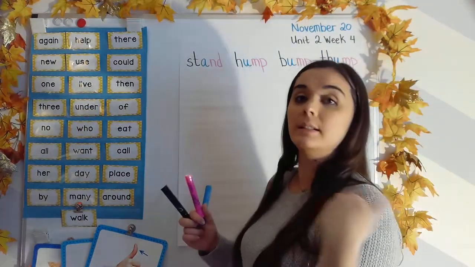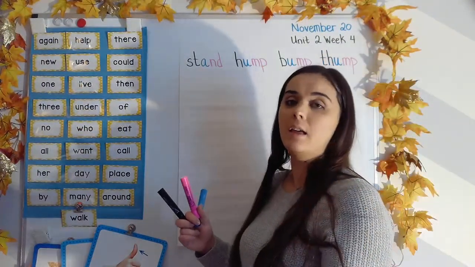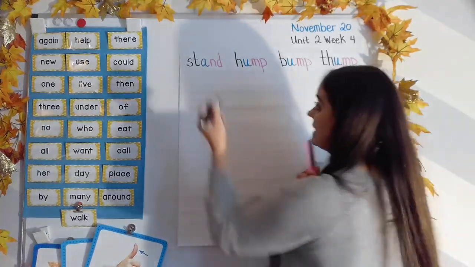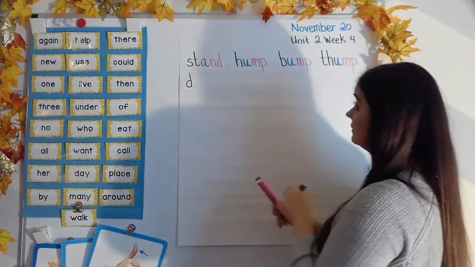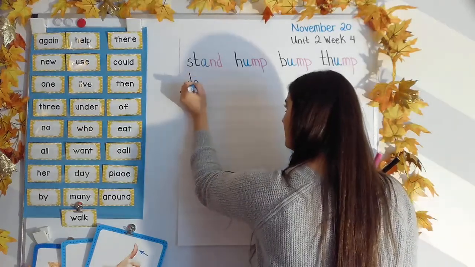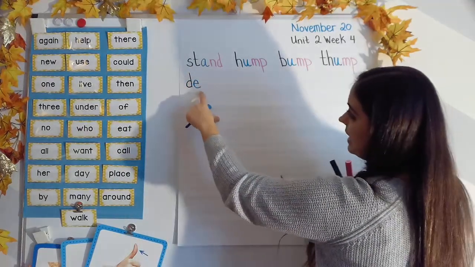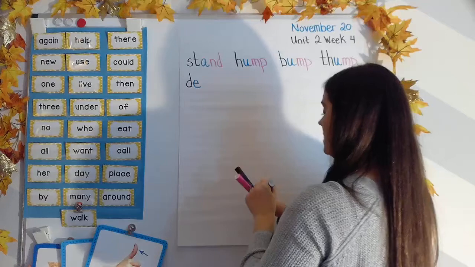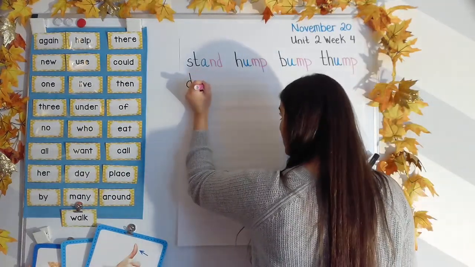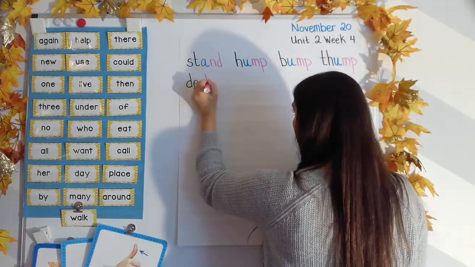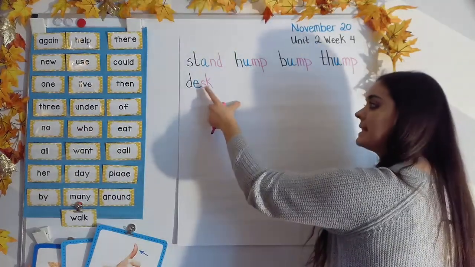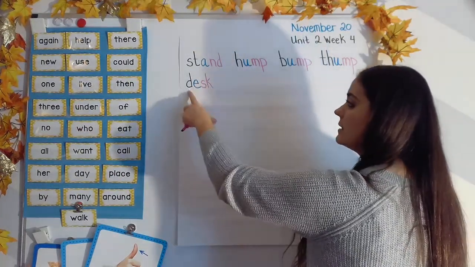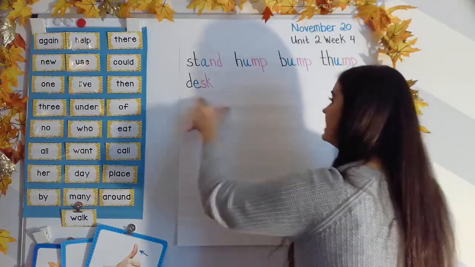Excellent. Next word, desk. Your turn. Da, ska. Desk. D says da. E says da, de. S and K, another one of those ending blends where you put those two sounds together. Ska, da, ska, desk.